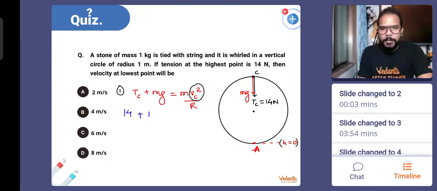Tension at C is 14. Mass of the body is 1. G value is 10. Mass of the body is 1. Radius is 1 and vc square. This comes out to be how much? 24. So the value of vc square comes out to be 24. I'm keeping it as this only.